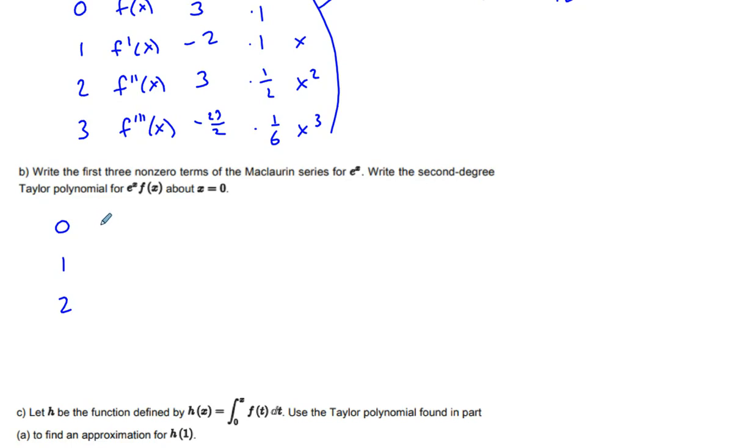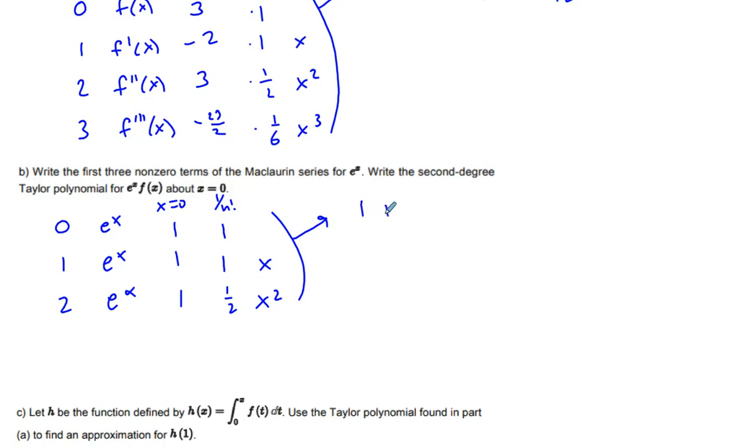It's just e to the x. So our function is e to the x, and so is every derivative. We're doing these at x equals 0. E to the 0, these are all 1s. Our 1 over n factorial is a 1 and a 1 and a 1/2. And we're at x equals 0, so we're looking at x to the 0, which is 1, x, and x squared. And this gets us 1 plus x plus 1/2 x squared. This is e to the x approximated by a polynomial.